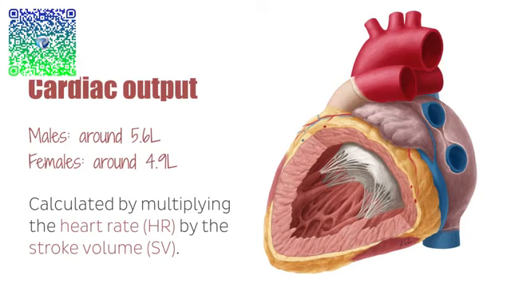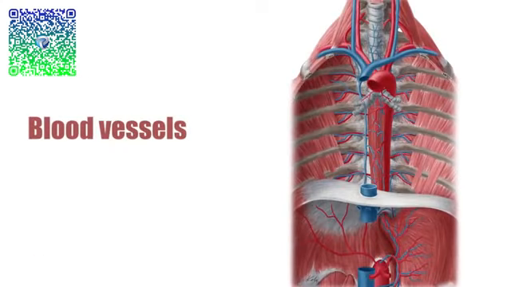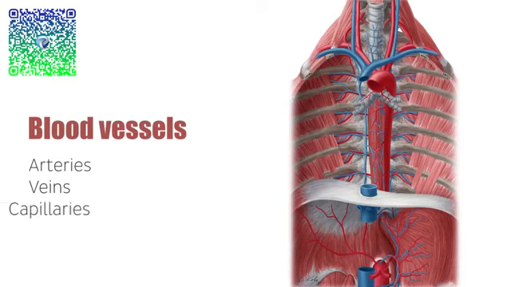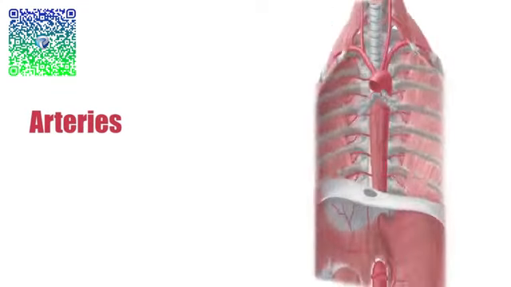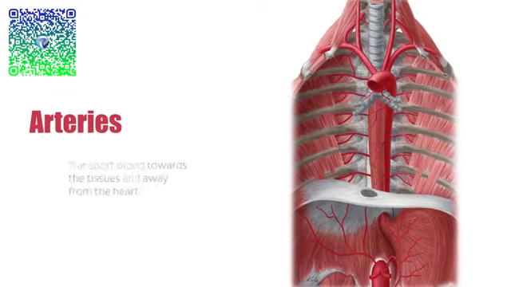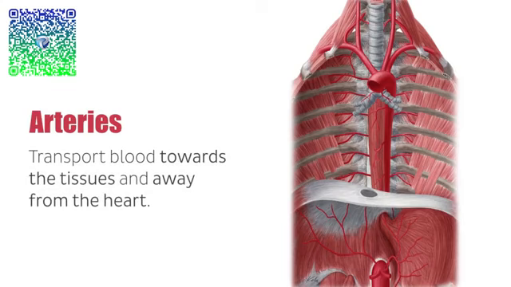There are 3 major classes of blood vessels, namely arteries, veins, and capillaries, and they are categorized according to their histological structure. Arteries transport blood between the tissues and away from the heart and have thick muscular walls with small internal lumina, or passageways that can withstand blood under high pressure.